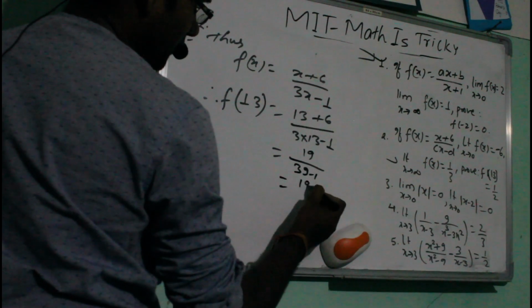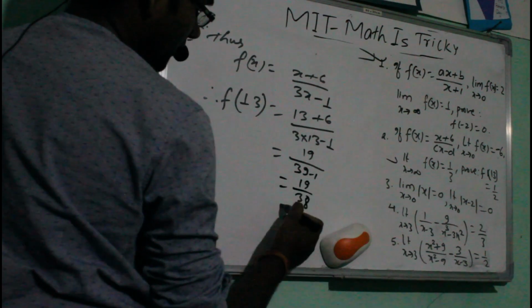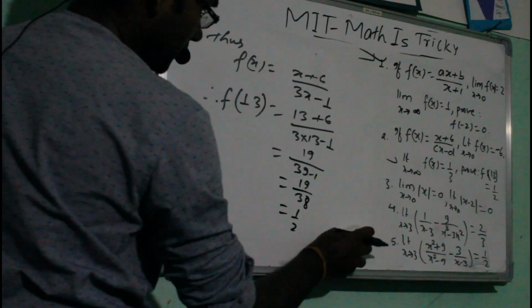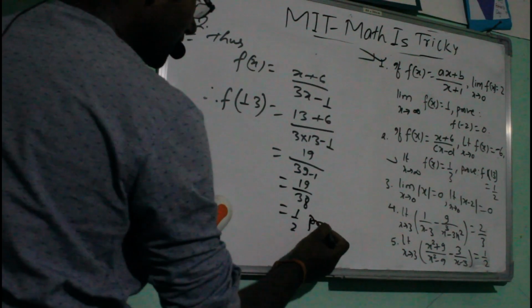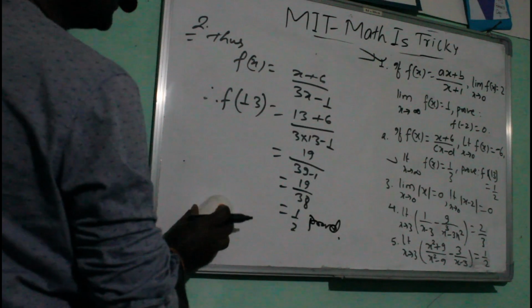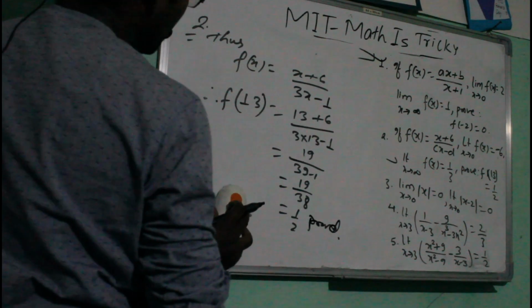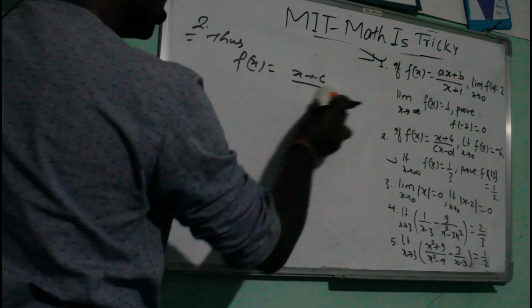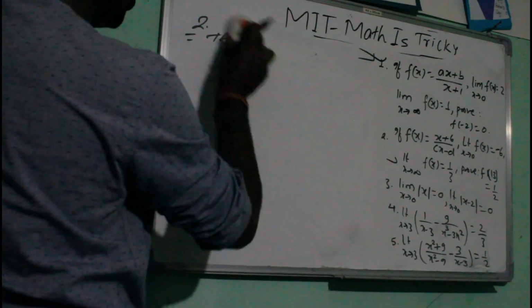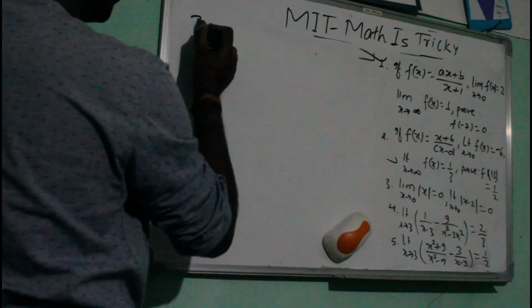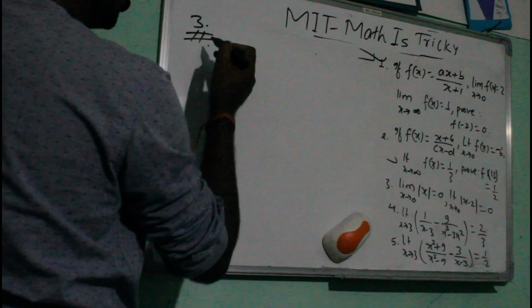So we have 19 by 38, and it is 1 by 2. Proved. We have solved this question also. Okay, let me solve another question. Let's move to question number 3. Hope you are understanding this, and if you have any confusion, please write your confusion in the comment box.